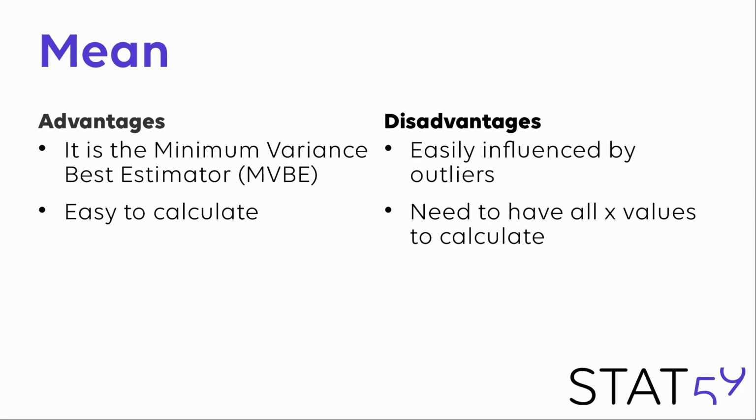And the other thing is that for the mean, you need to have all the x values to calculate it, meaning you need to know all of the values. In things like simulation, sometimes we have censored data where we don't know all of the values, in which case we need to look for another way to summarize the center.